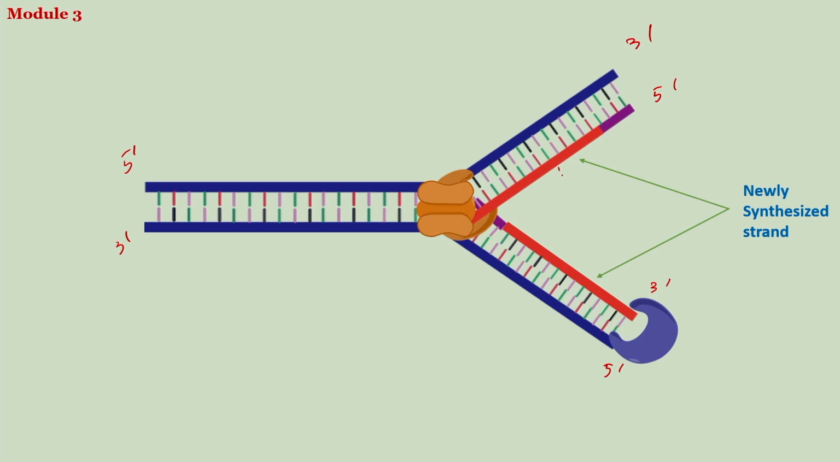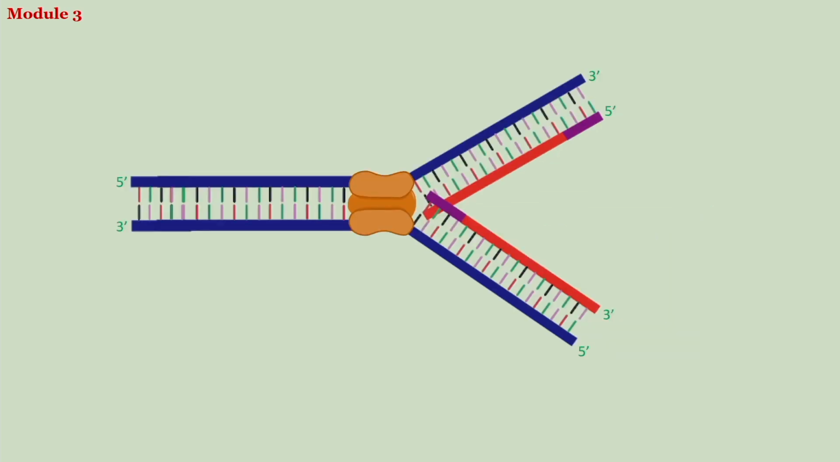So, this and this are now the newly synthesized DNA strands, 3 prime, 5 prime, 5 prime, 3 prime. Now, this new double helix has so far been synthesized by the set of enzymes. Now, what next? This is only a partial replication. You have to synthesize the complementary strands for the rest of the DNA or rest of the gene.